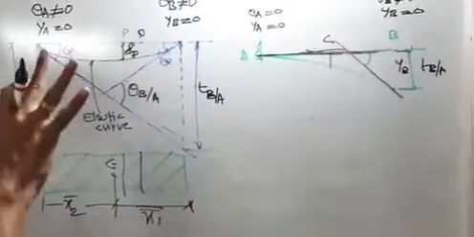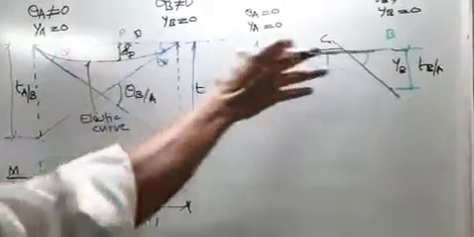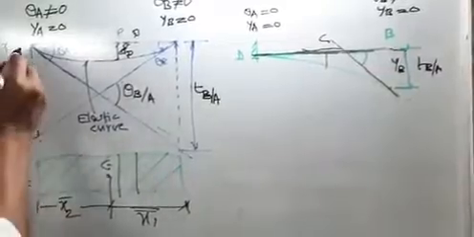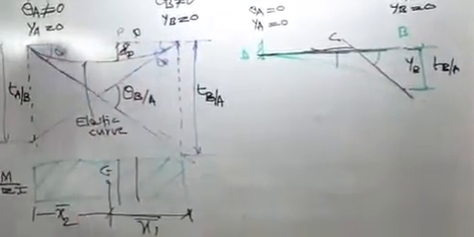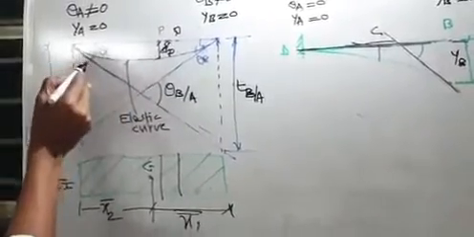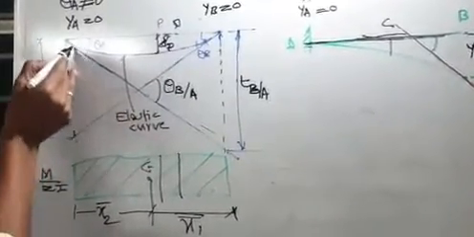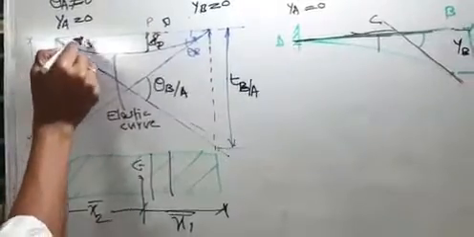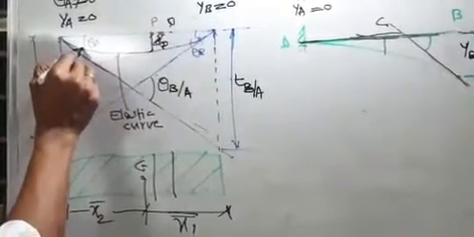Now let us apply the moment area theorems for simply supported beams and cantilever beams. If I take a simply supported beam, say AB, and draw the tangent at A to the deflected curve or elastic curve, the angle made by the tangent to the deflected curve with respect to the axis of the beam, we call it the slope at A.